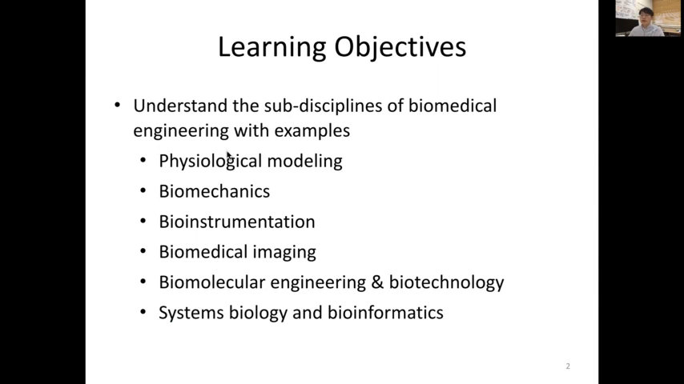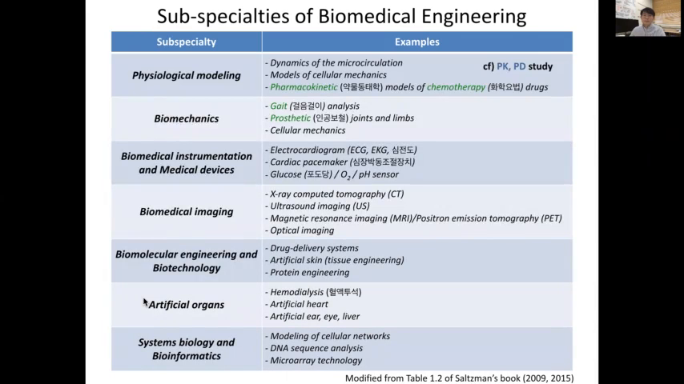So we will cover the following order: physiological modeling, biomechanics, bioinstrumentation, biomedical imaging, and biomolecular imaging and biotechnology, systems biology, and bioinformatics. Continued from last time, these are the list of subspecialties of biomedical engineering. And there are several examples that I covered a little bit.